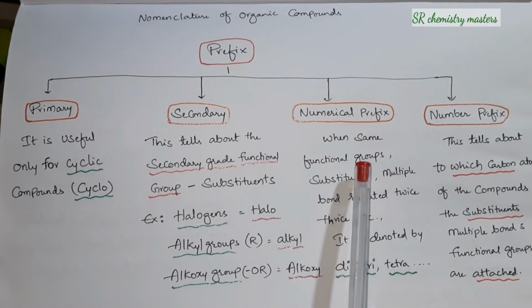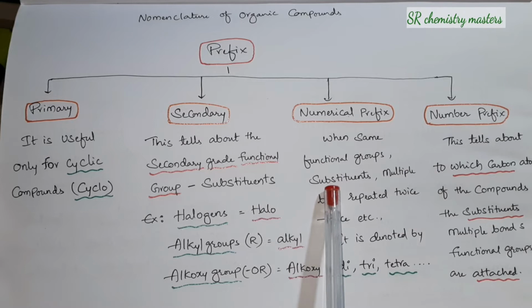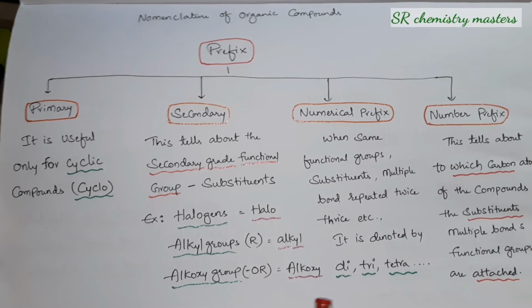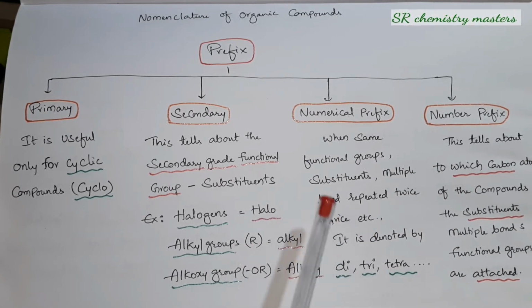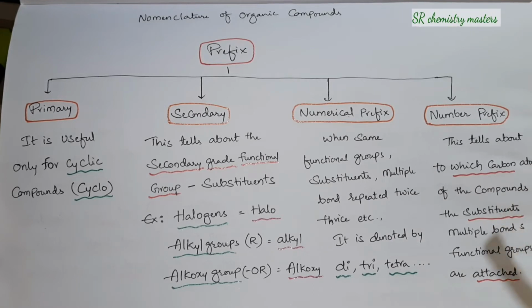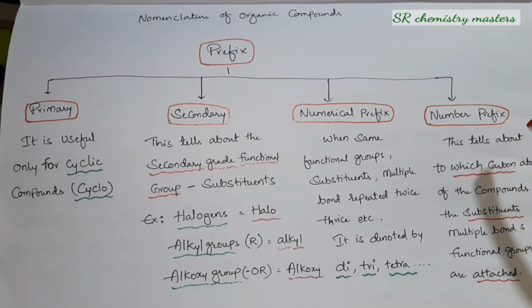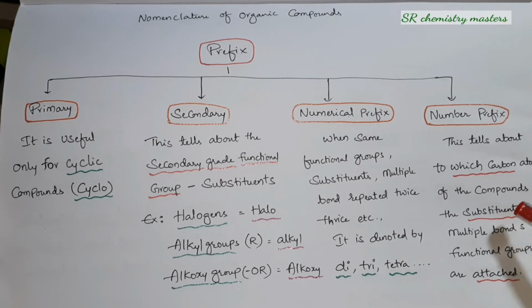When it comes to the numerical prefix, when the same functional groups or substituents or multiple bonds repeat twice, thrice, we denote it by di, tri, tetra. This is considered as numerical prefix. And number prefix tells us to which carbon atom of the compound the substituent is present, or the multiple bond is present, or the functional group is attached. Number prefix gives the exact location of a substituent, multiple bond or functional group attached to the carbon present in a compound.